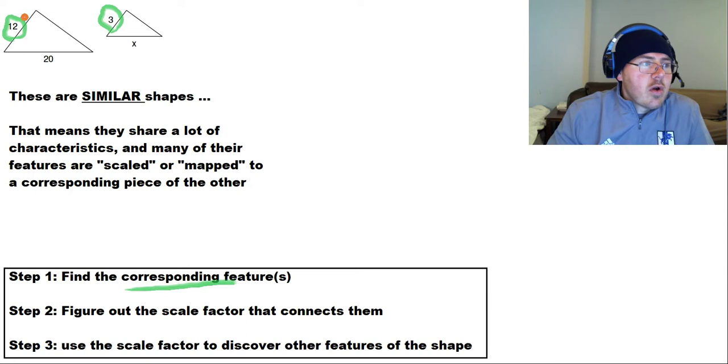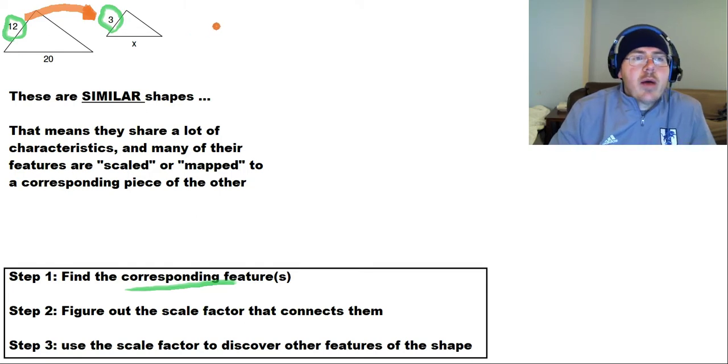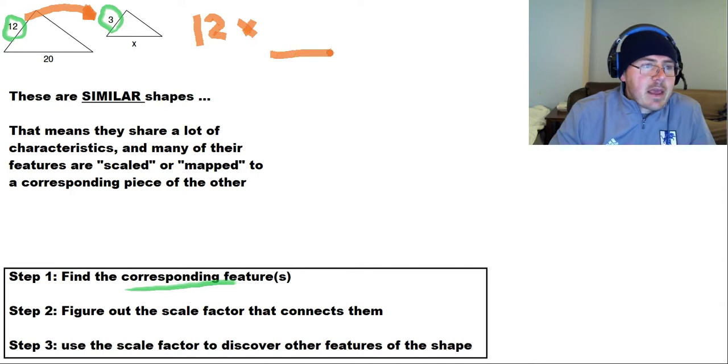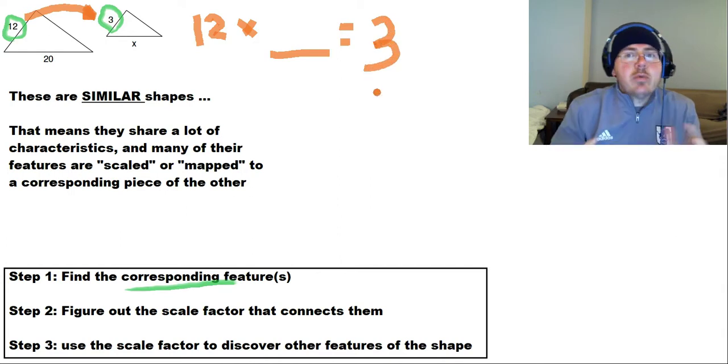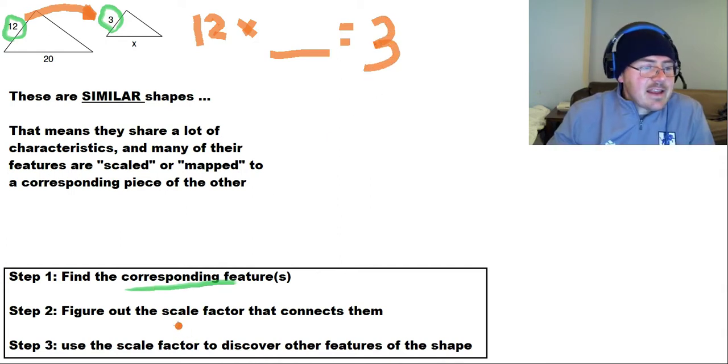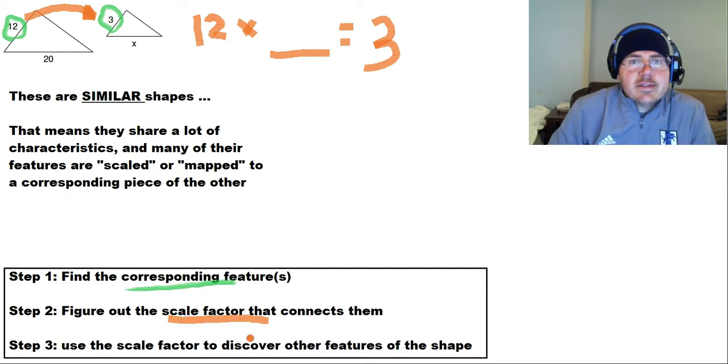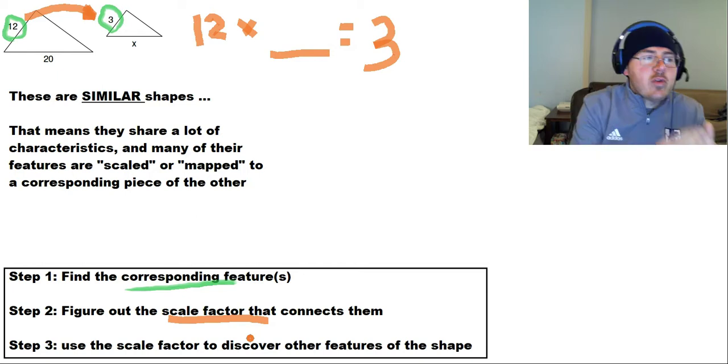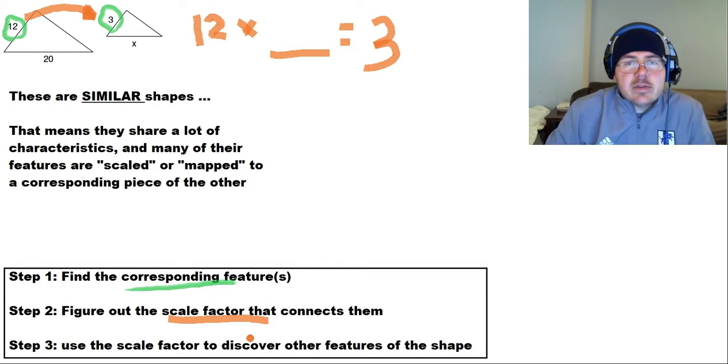How do I go from 12 to 3? That's the question. How do I go from 12 to 3? It's like we need to create our own little problem here. 12 times blank equals 3. That's what we're trying to figure out, because that is going to give us part 2, the scale factor. So step 1, you just have to recognize that 12 and 3 are corresponding elements of these shapes.